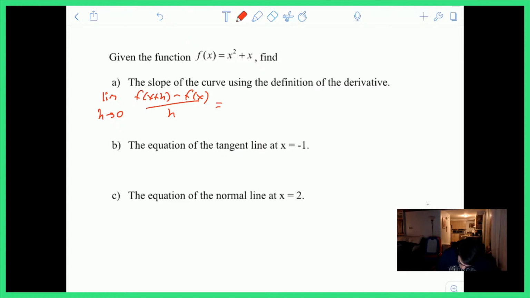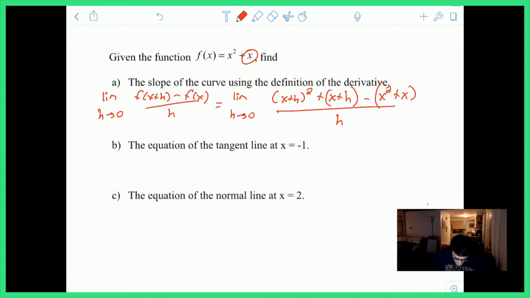And in this case, this is going to be the limit as h goes to 0 of x plus h squared plus x plus h, because ironically that's going to be an x plus h, minus x squared plus x, we'll just do for now, over h.